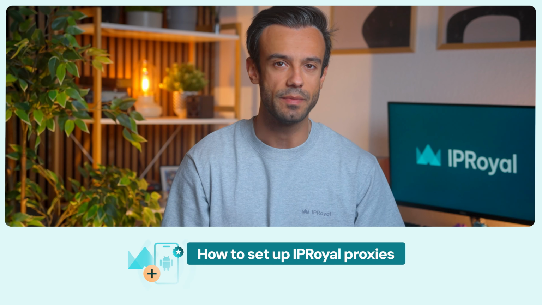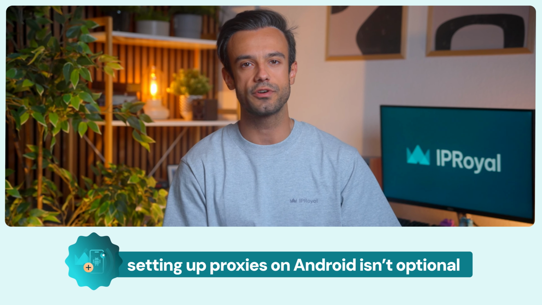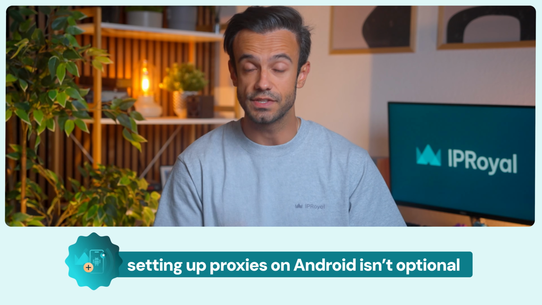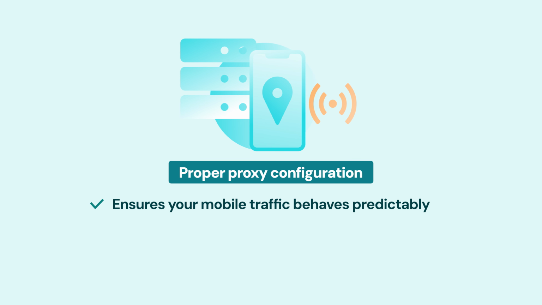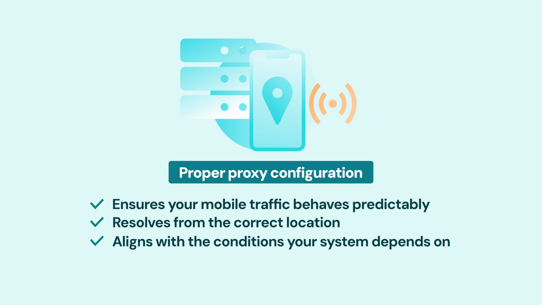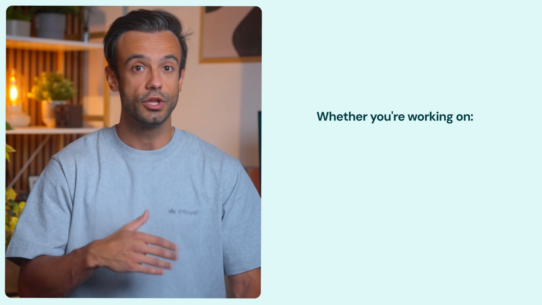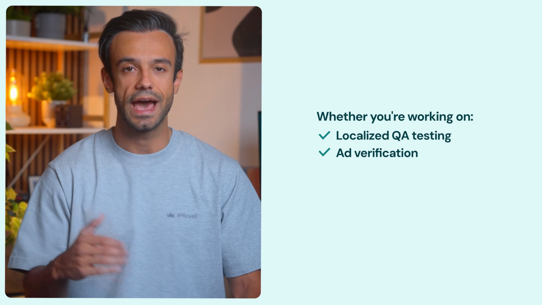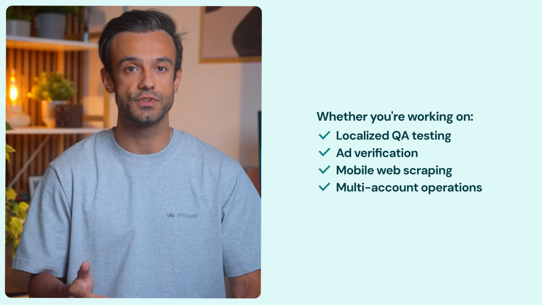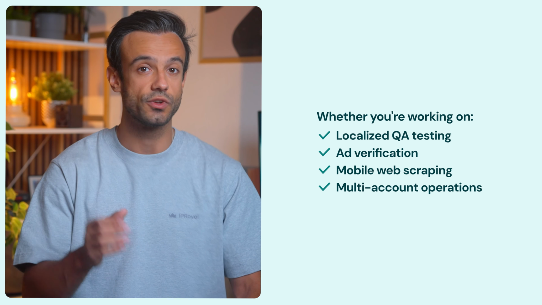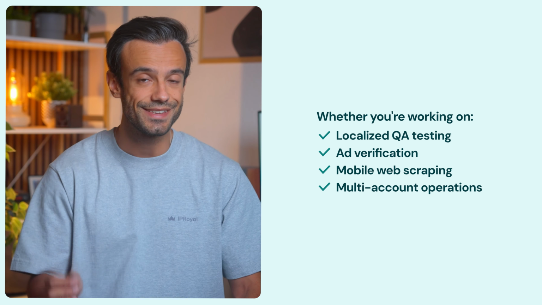When your infrastructure extends to mobile, setting up proxies on Android isn't optional, it's an operational requirement. Proper proxy configuration ensures your mobile traffic behaves predictably, resolves from the correct location, and aligns with the conditions your system depends on. Whether you're working on localized QA testing, ad verification, mobile web scraping, multi-account operations, or any other workflow that relies on consistent location-aware traffic, a correct proxy setup is essential.